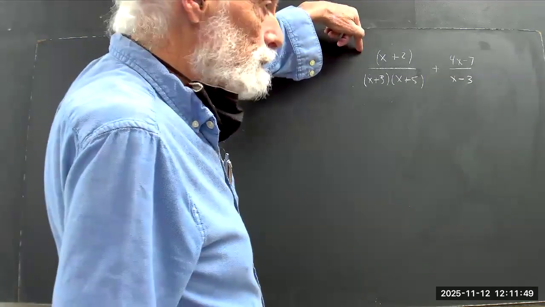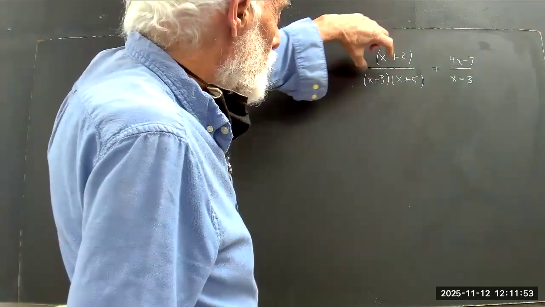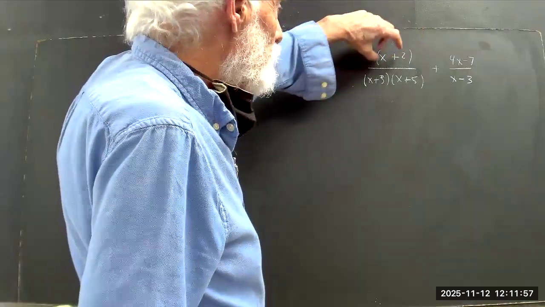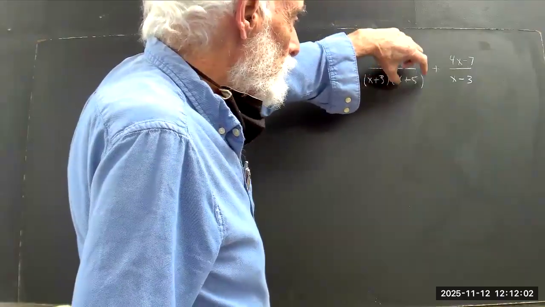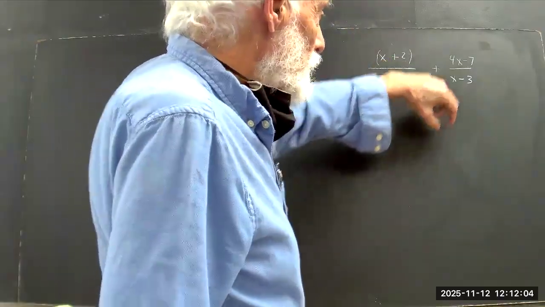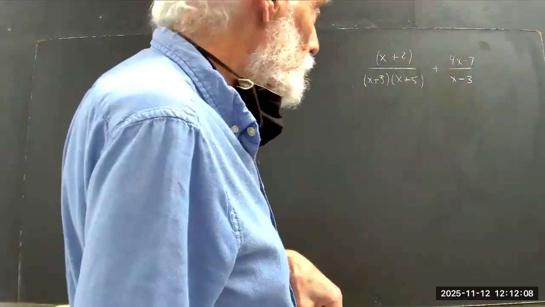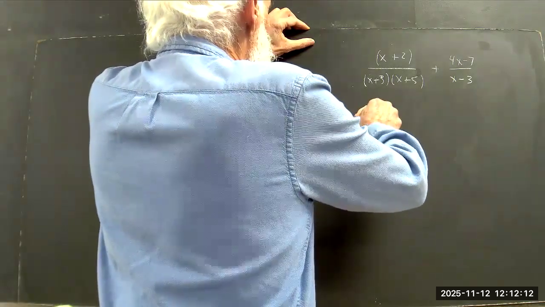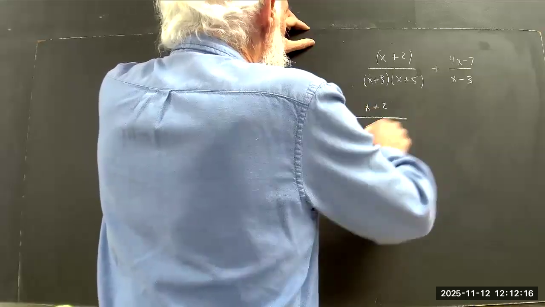Okay, so again, we have x plus 2 over the quantity x plus 3 times the quantity x plus 5. Numerator is x plus 2, denominator is x plus 3 times x plus 5. And the second one, numerator is 4x minus 7, denominator is x minus 3. We can do as we've done before.